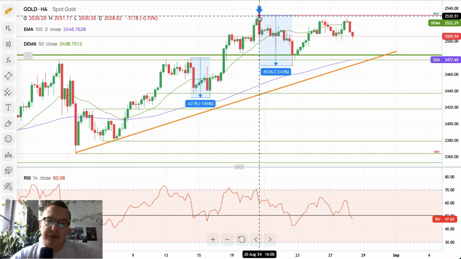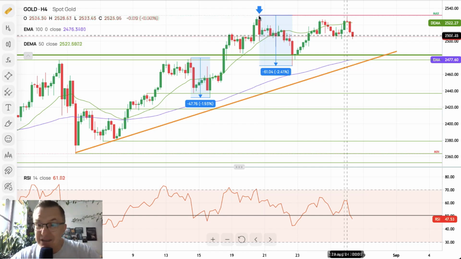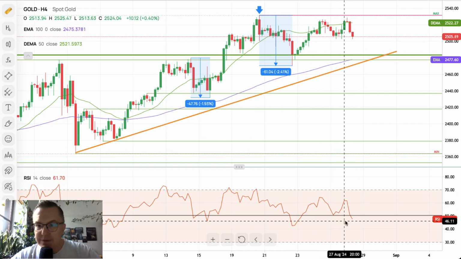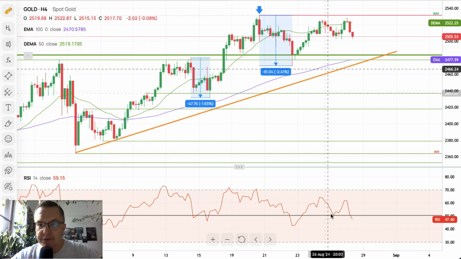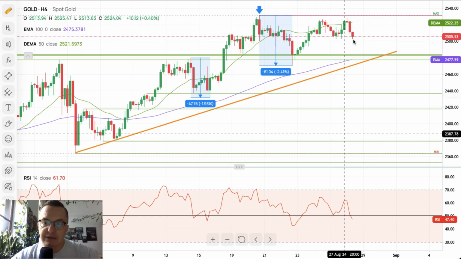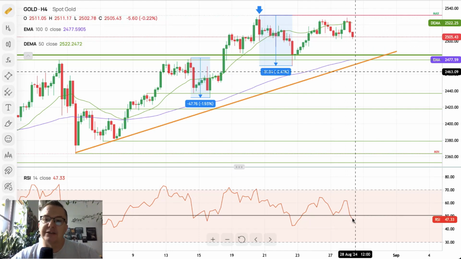test 2,530 as the technical resistance and swing high and the yearly high as well. So we are very close to this level. However, if we take a look at the RSI, we can see that every time there is a slight movement to the downside, RSI drops significantly. Slight movement to the downside, RSI drops significantly.